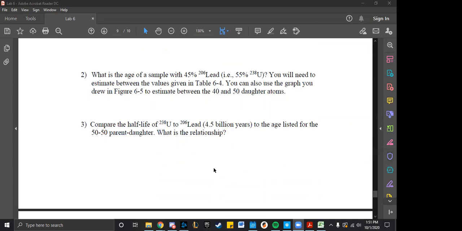What does 50-50 parent-daughter mean? So if you go back to table 6.4, when you go down the daughter atom and the parent atom list, 50-50 is when there is exactly half parent, half daughter. And for the half-life, that is quite literally what it means. The half-life is the time it takes for whatever you're using to reach a 50-50 split. So for a chunk of uranium to become 50% lead, it's 4.5 billion years.